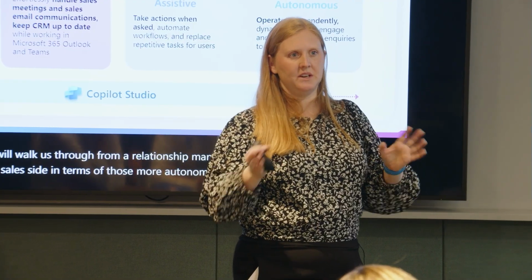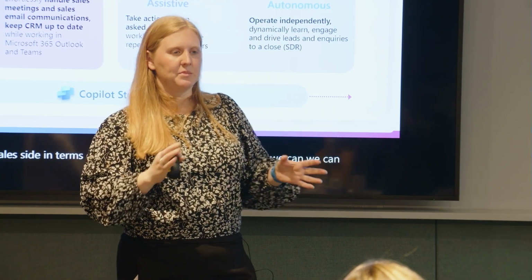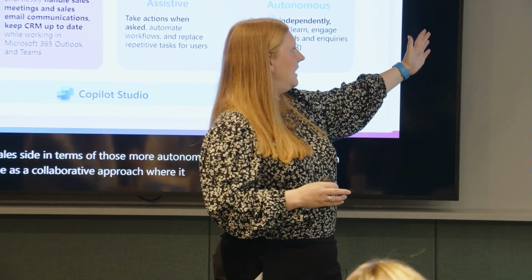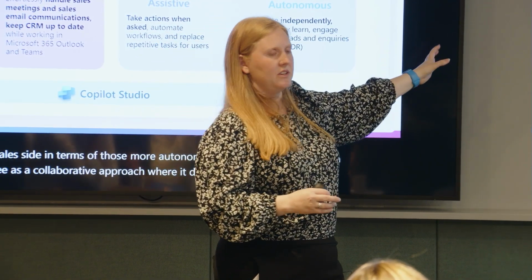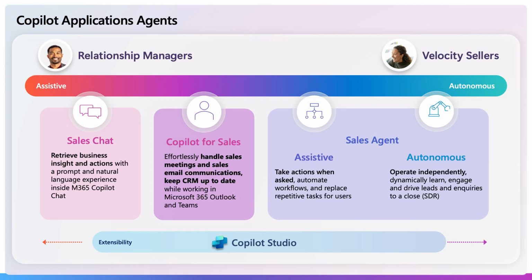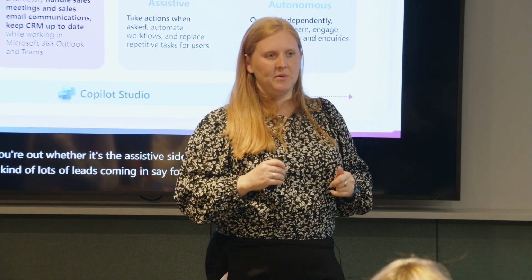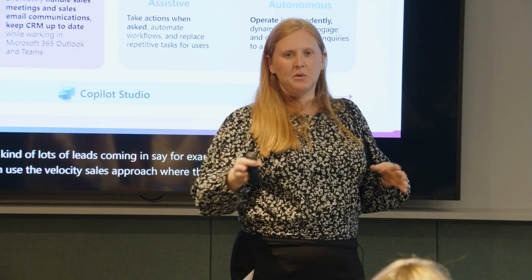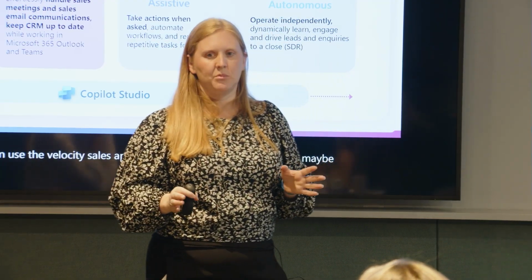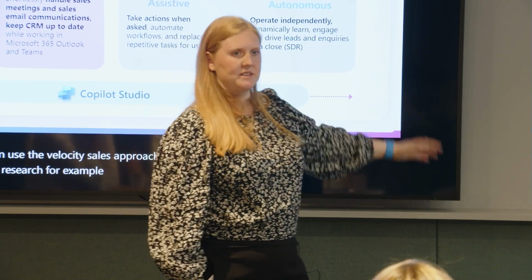So what we really see is a collaborative approach, where it depends which scale of automation you're at, whether it's the assistive side for a relationship manager, or velocity sales with lots of leads coming in. Say, for example, you've got a bulk order. That's where we can use a velocity sales approach, where the agent will maybe qualify them and do a bit of research. So it depends what the scenario is, really.